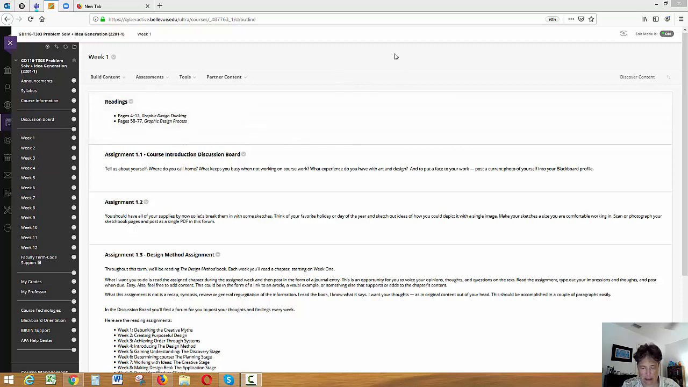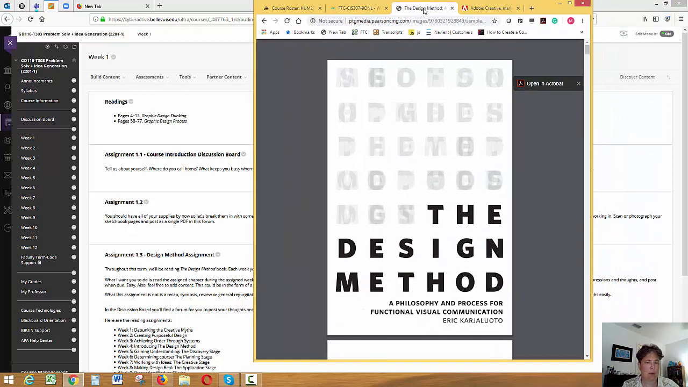First, a couple of housekeeping things. The books. In reality, we have two. One of these we do not have. The Graphic Design Process book I think is out of print, and I'm trying to find out what we're going to do. But we have the design method, which looks like this, and I'll bring it over. So we have this book, the design method, and you see that for assignment 1.3.